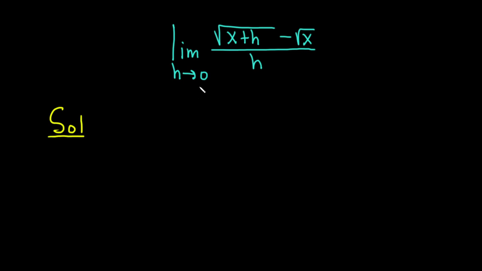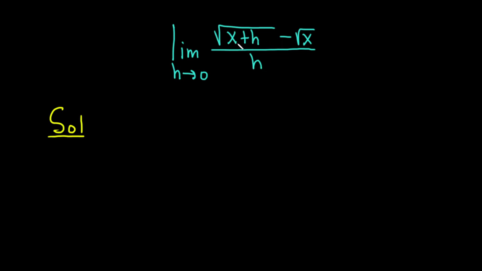So whenever you have a limit, the first thing you should try to do is take this number and plug it in for the variable. If you put a 0 where the h is, we end up dividing by 0, so that does not work. So another option in this case is to rationalize the numerator.